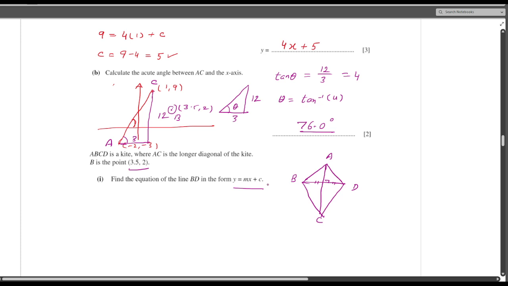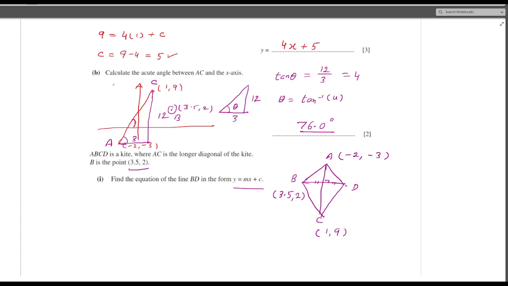Now the question is, find the equation of line BD in the form y = mx + c. The coordinate of point A is given, which is (-2, -3). The coordinate of point C is given, which is (1, 9). The coordinate of point B is given, which is (3.5, 2), and D I don't know. So to get the equation of a line, I need one point on the line and I need the gradient of that line. Here the gradient of BD I can find out as it is perpendicular to AC.